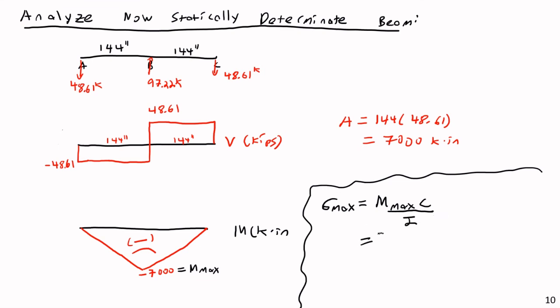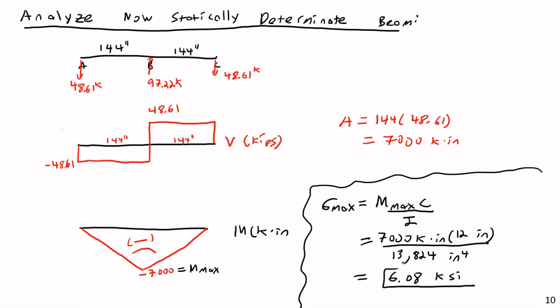And so this is going to be 7,000 kip inches times C of 12 inches, that's the distance from the neutral axis to the outermost fiber, divided by I, your moment of inertia, which is 13,824 inches to the 4th power. And putting that into a calculator, you will find that sigma max is equal to 6.08 ksi. And that 6.08 ksi is our ultimate maximum bending stress produced by settlement in this beam from the right pier settling 2 inches.